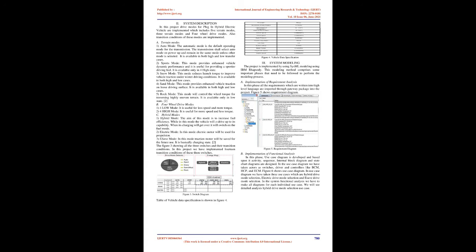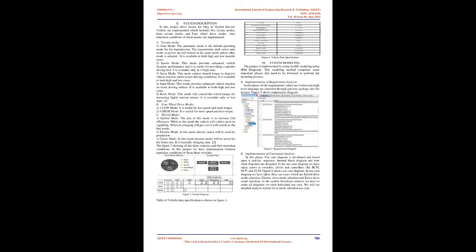3. Snow mode. This mode reduces launch torque to improve vehicle traction under winter driving conditions. It is available in both high and low cases. 4. Sand mode. This mode provides enhanced vehicle traction on loose driving surfaces. It is available in both high and low cases. 5. Rock mode. This mode will control the wheel torque for traversing highly uneven terrain. It is available only in low state.